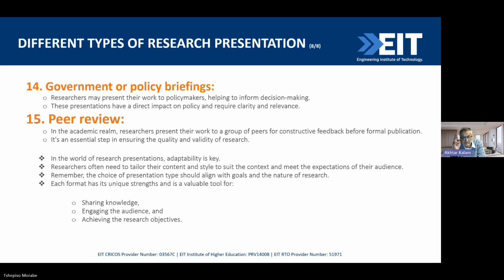You cannot omit the government, you cannot omit the industry. You can't do it all by yourself, you won't be able to survive. You need all three to tango. So these meetings or discussions, or the presentation that you make to a policymaker, have a direct impact on policy. Therefore, it needs quite a bit of clarity and relevance.